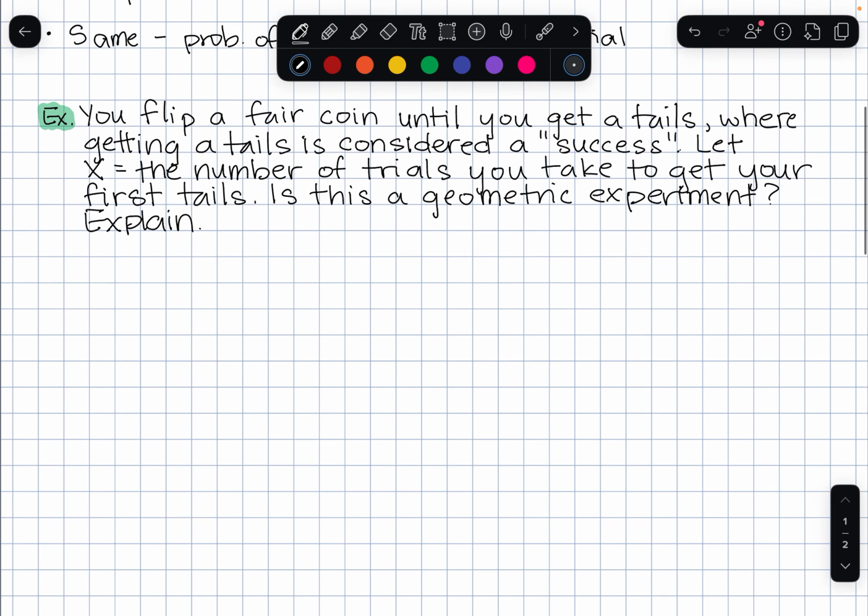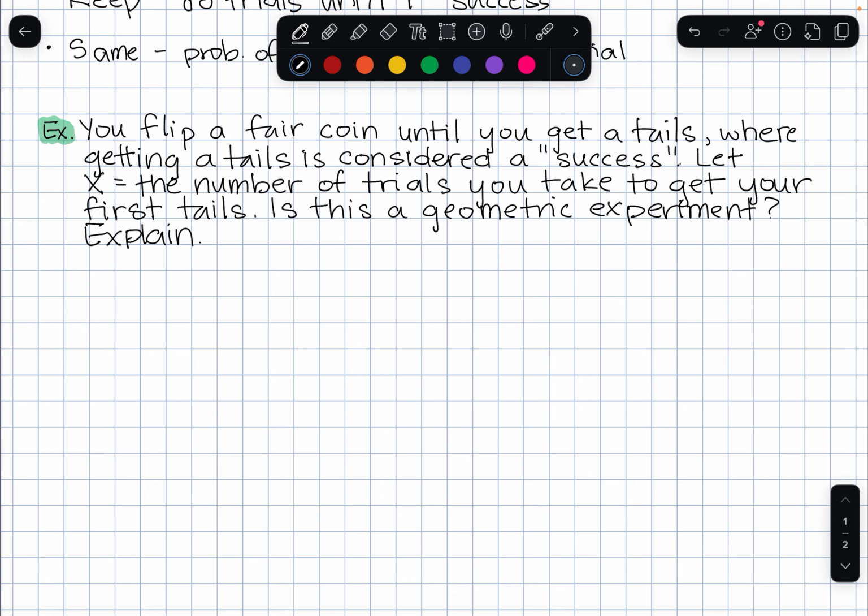So for example, we flip a fair coin until we get a tails. Getting a tails is considered success. We let X equal the number of trials you take to get your first tails. Is this a geometric experiment? Explain. So we go through our checklist. B, I, K, S. B for binary, we get heads or tails. That's 2 outcomes.